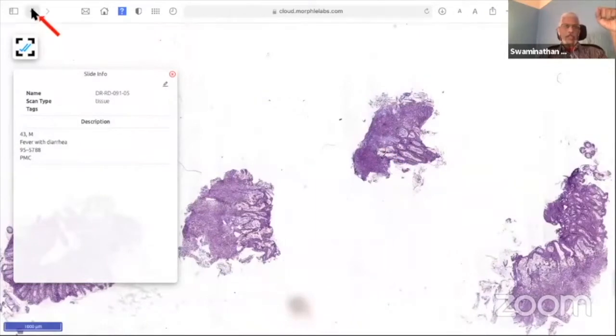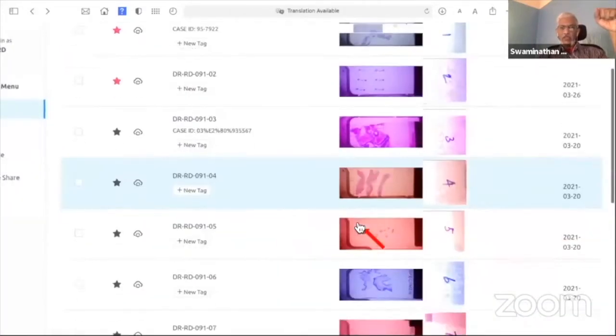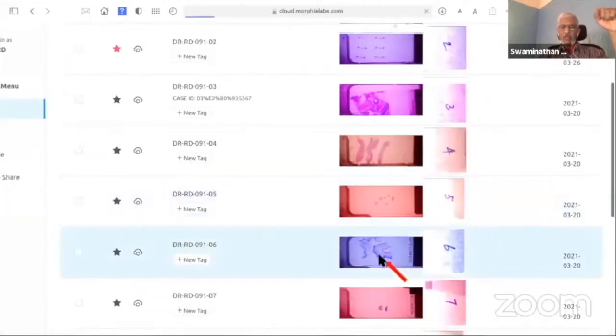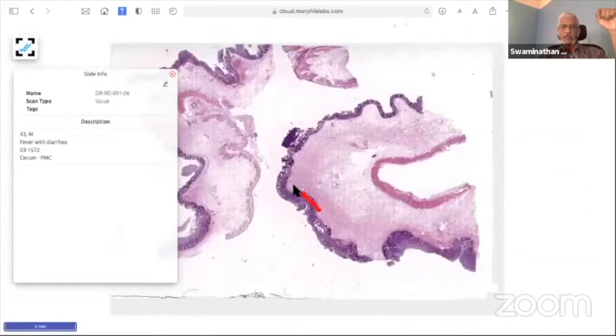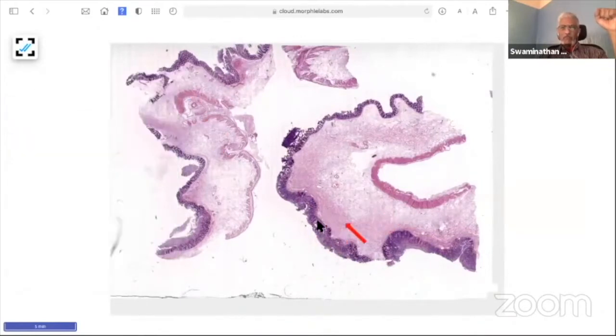And the next case, I think case number 6, is also pseudomembranous colitis, but this is a resection specimen. Here you can see a lot of edema. In the mucosa, some abnormality is there. There is some ulceration. The submucosa is very widened by edema. Muscle is there, and there is serosa.